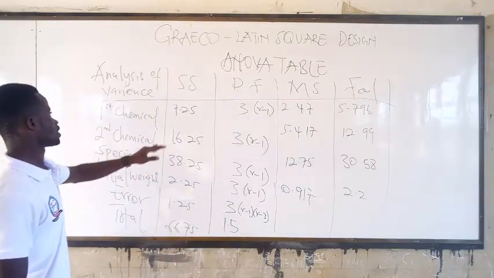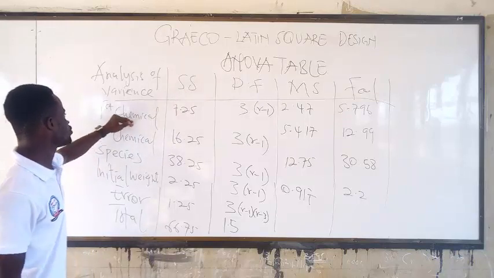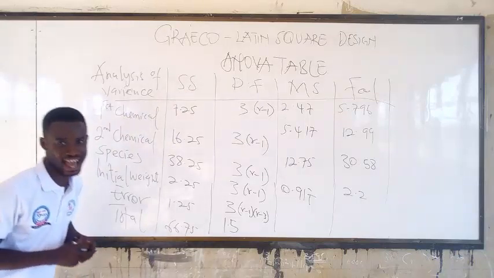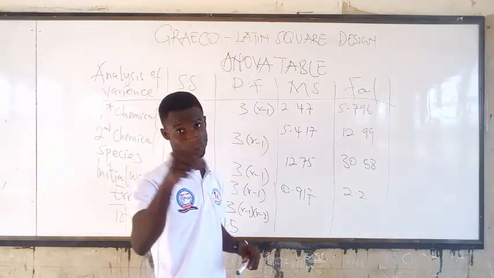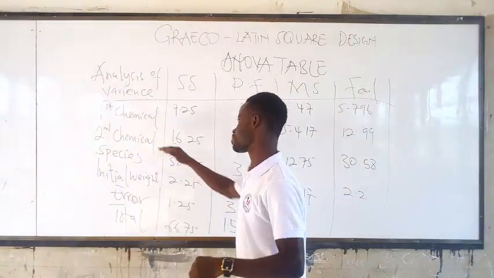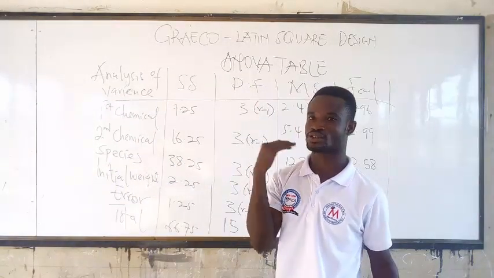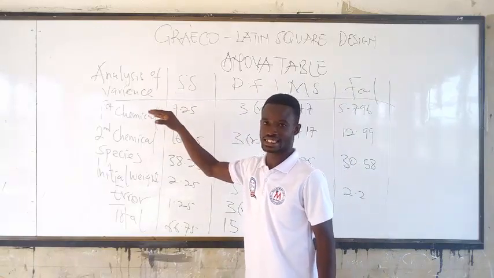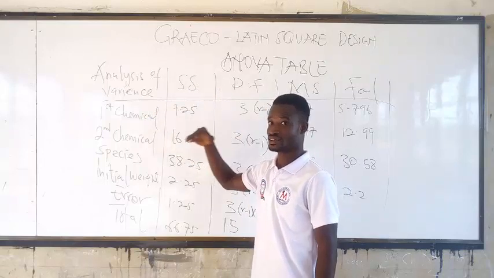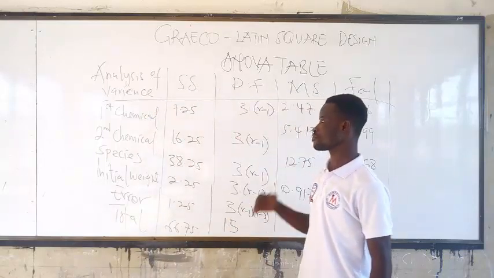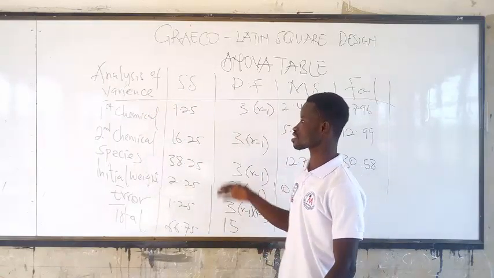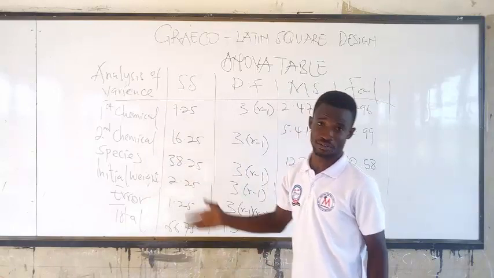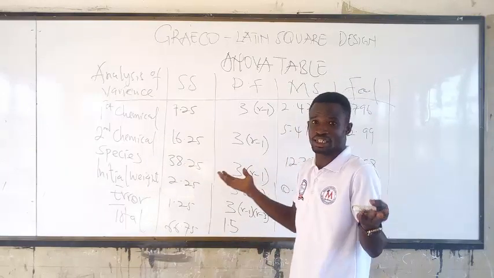You know the first chemical is the first treatment, and the second chemical is the second treatment. So always, the Latin letter and the Greek letter represent the first treatment and the second treatment. Depending on the question, here you are dealing with chemicals, but it can be that you will not be dealing with chemicals.